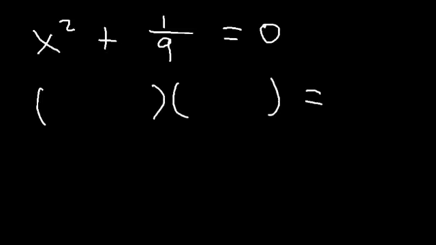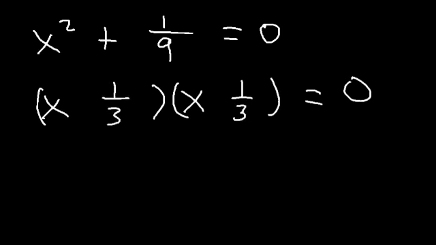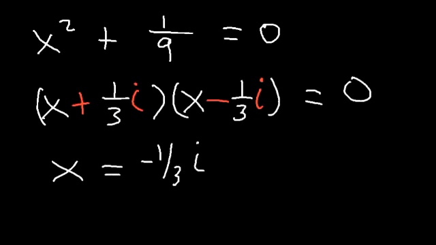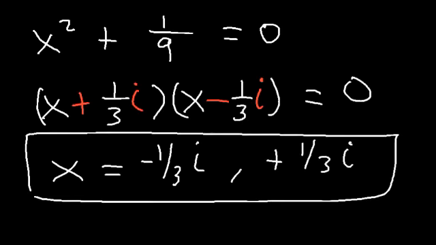Let's try this one. X squared plus 1 over 9 is equal to 0. So here we have a fraction. Go ahead and solve for x. The square root of x squared is x. The square root of 1 over 9 is 1 divided by 3. Now let's not forget to put the imaginary numbers. So we're going to have a positive and a negative sign. So we could see that x is equal to negative 1 over 3 times i and positive 1 over 3 times i. And that's all you got to do for that particular example.